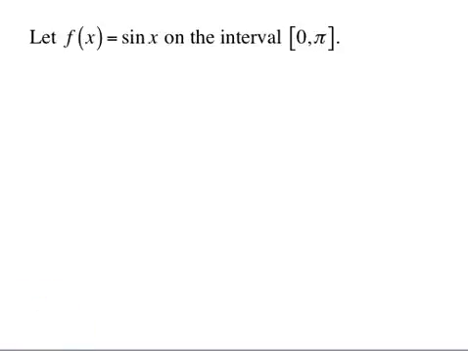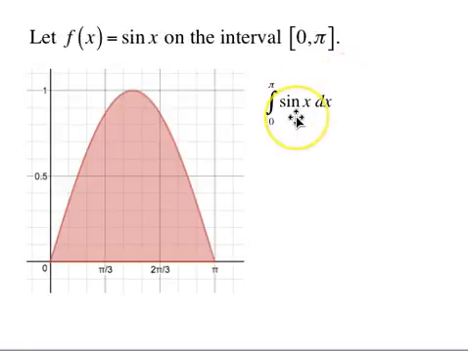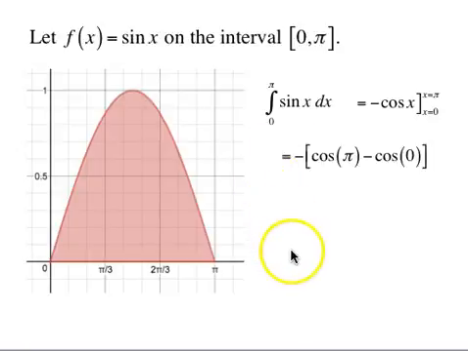We have f of x is sine x on the interval from 0 to pi. So we need to find the area under the curve. Let's visualize it. So from 0 to pi, we have this much area. To find that, we'll take a look at the integral from 0 to pi of sine x dx. The derivative of sine is cosine. The derivative of cosine is minus sine. The integral of sine x is minus cosine, so we're going to evaluate minus cosine from 0 to pi. So it'll be minus cos pi minus cos 0.